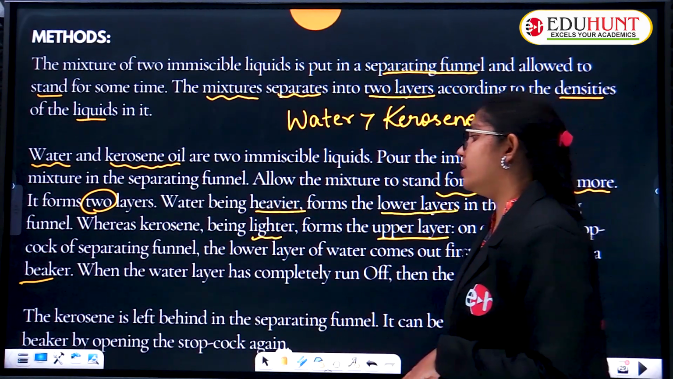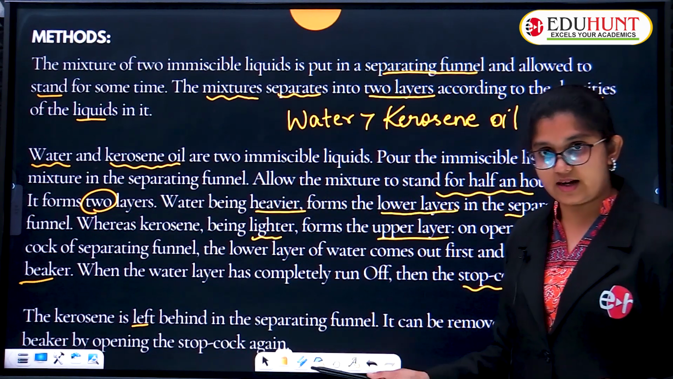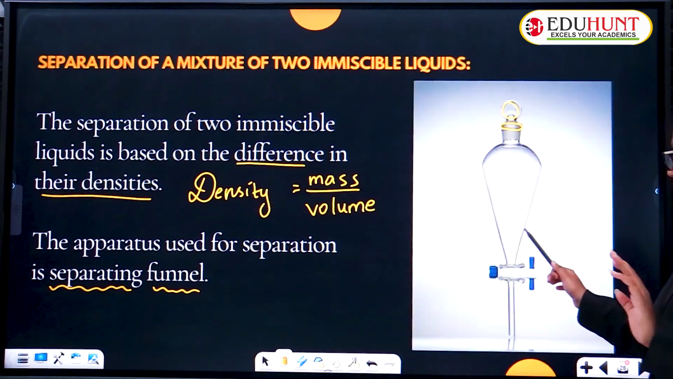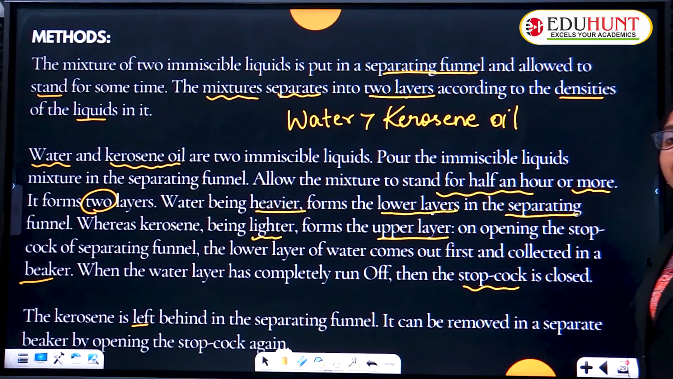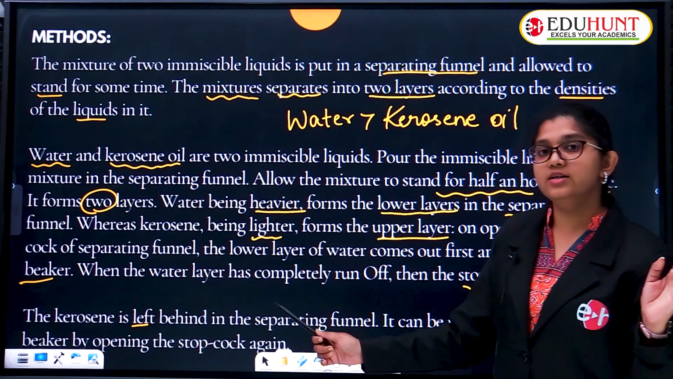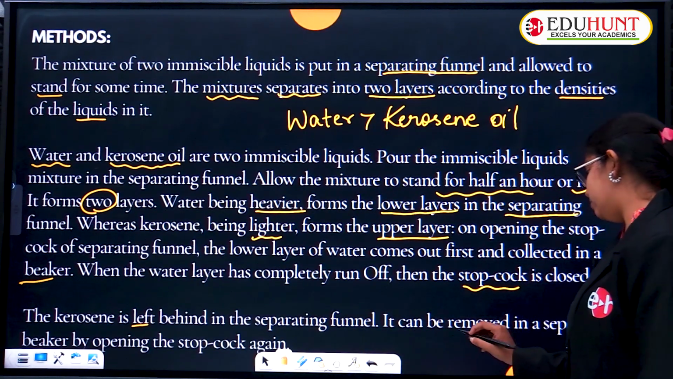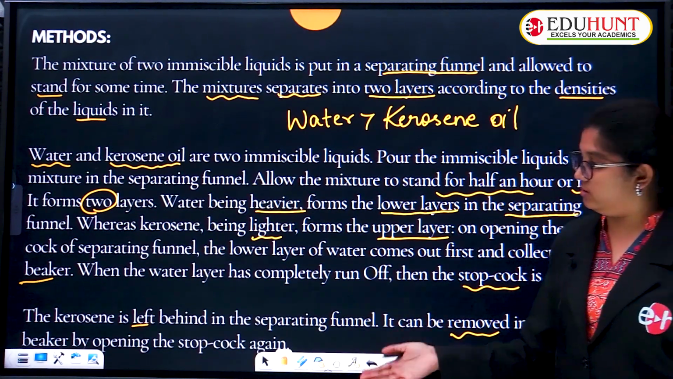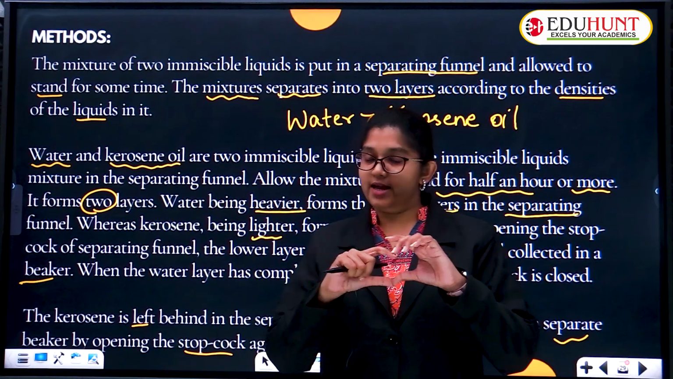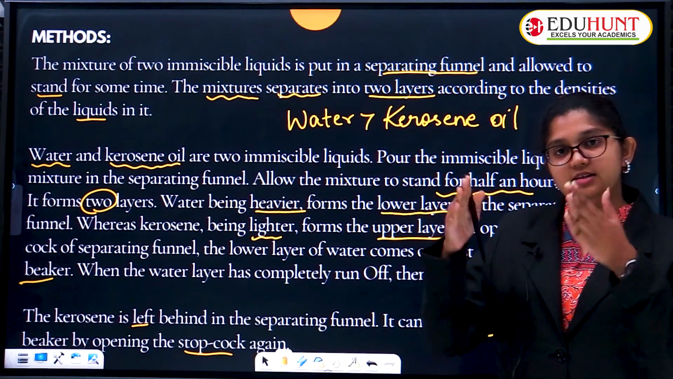Now, the kerosene oil is left behind. Yes, we know, because the water is all collected in the beaker. In the separating funnel, we are going to observe only kerosene oil present after the removal of water. What is left in the separating funnel? Kerosene oil. It can be removed into a separate beaker by opening the stopcock again. If you want to collect that also, you have to collect it. Take the water-containing beaker aside, place a new beaker, and again open the stopcock. Hence, the kerosene will fall down.